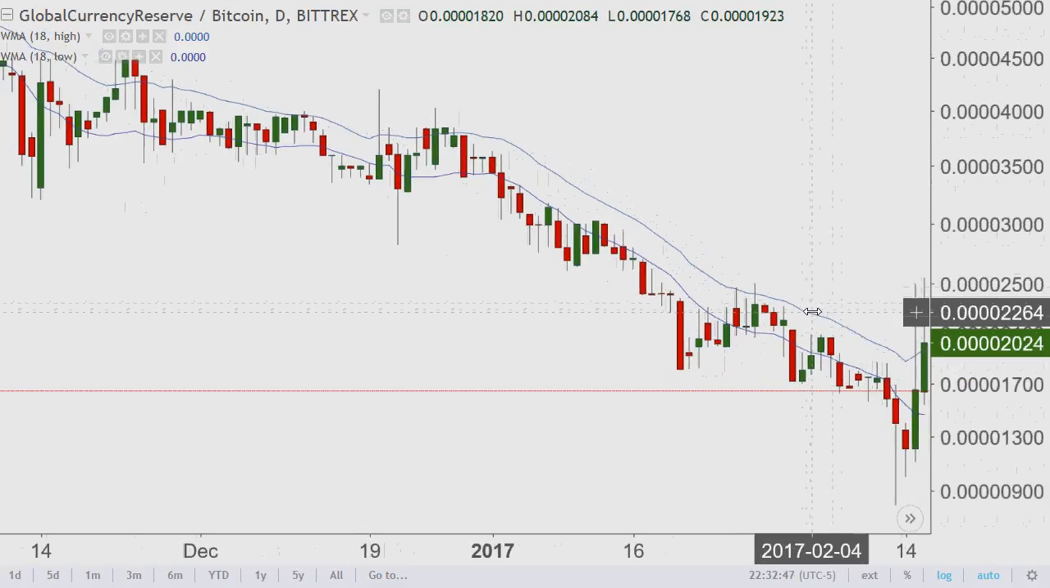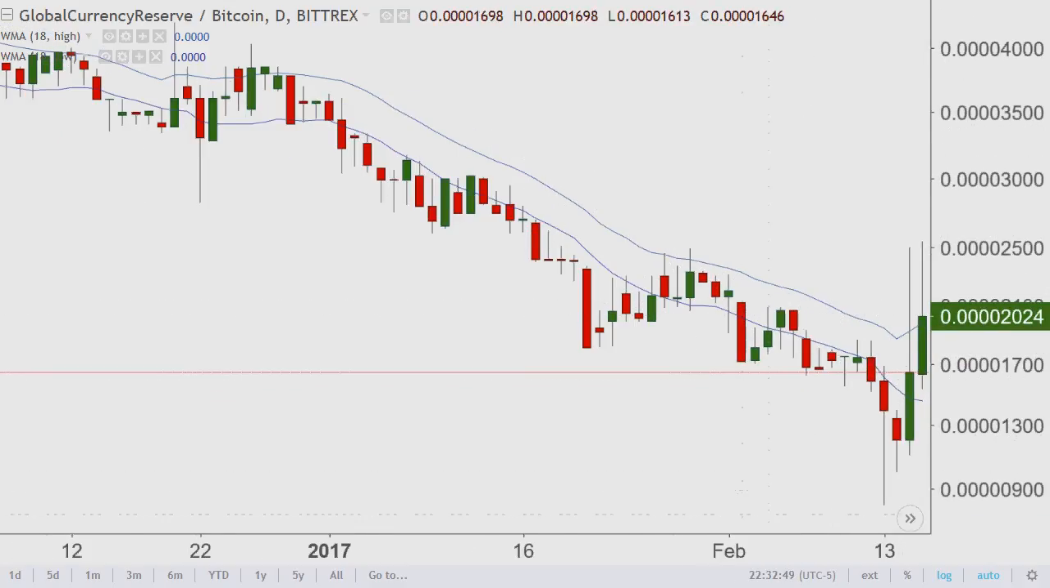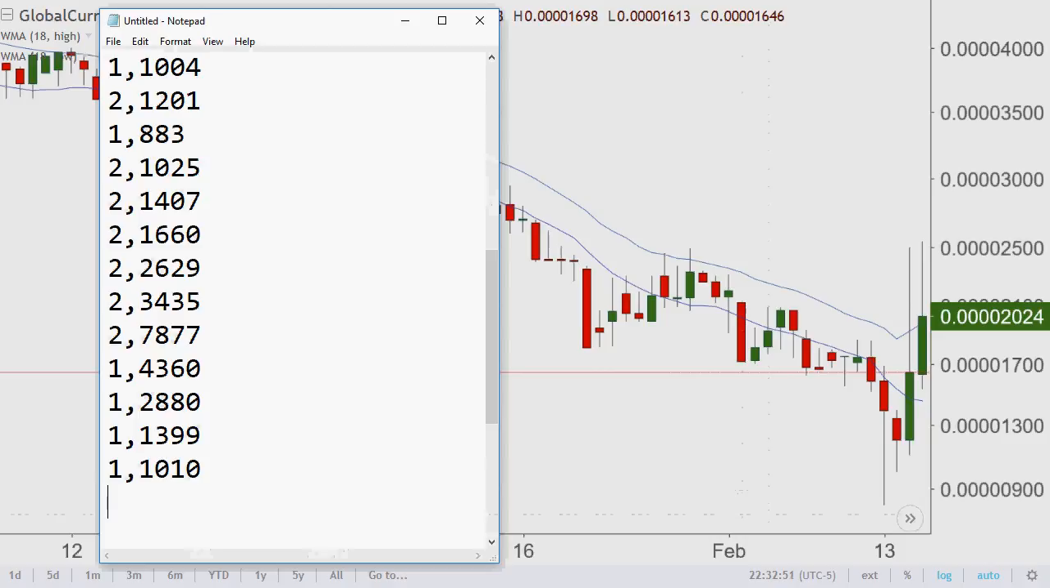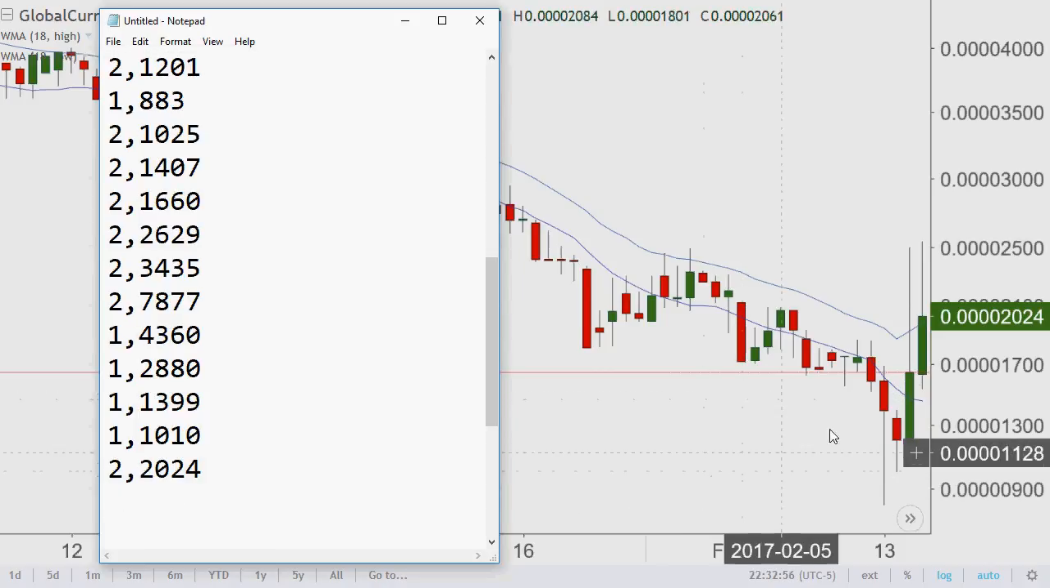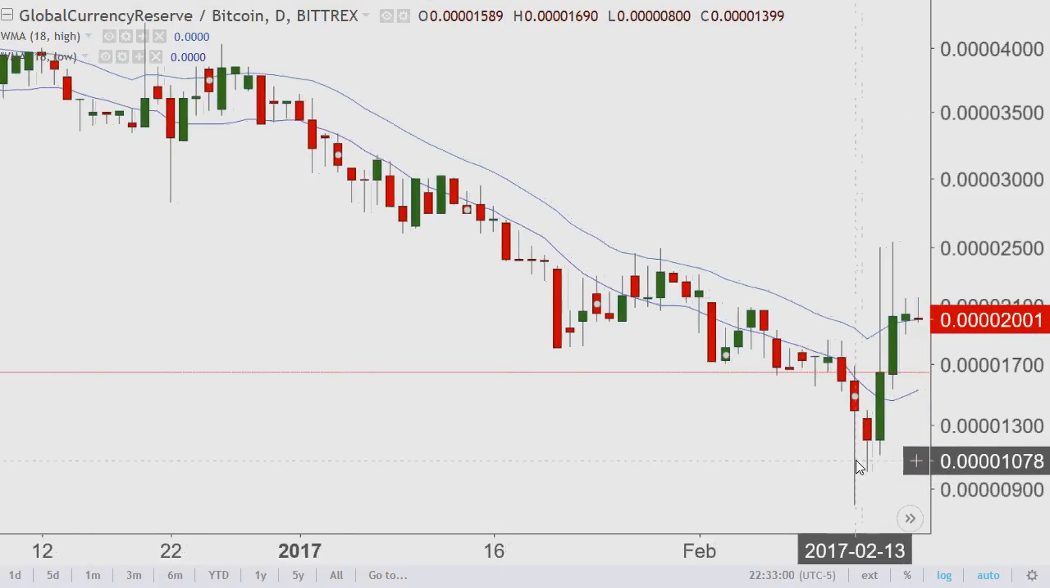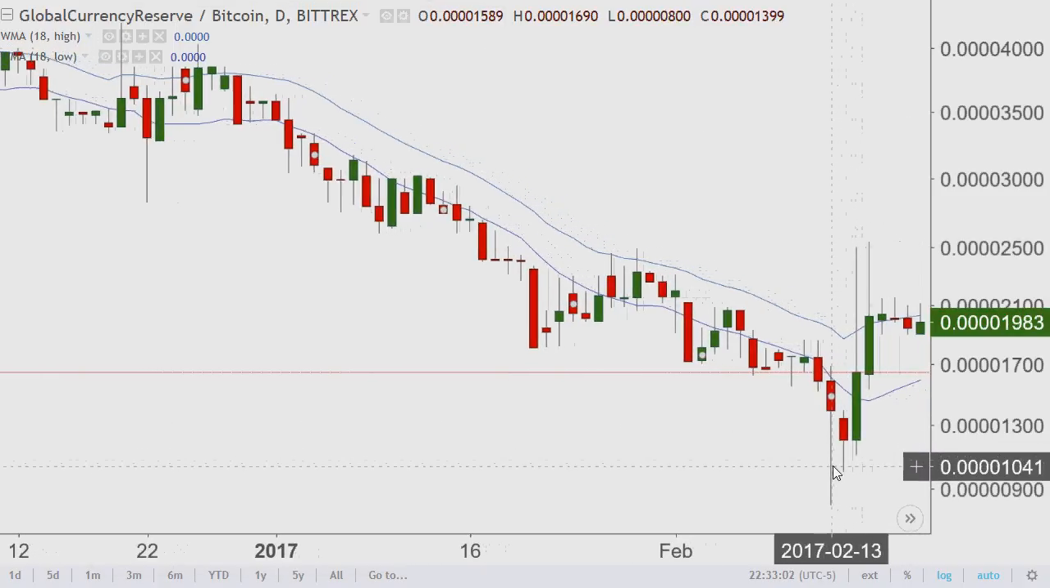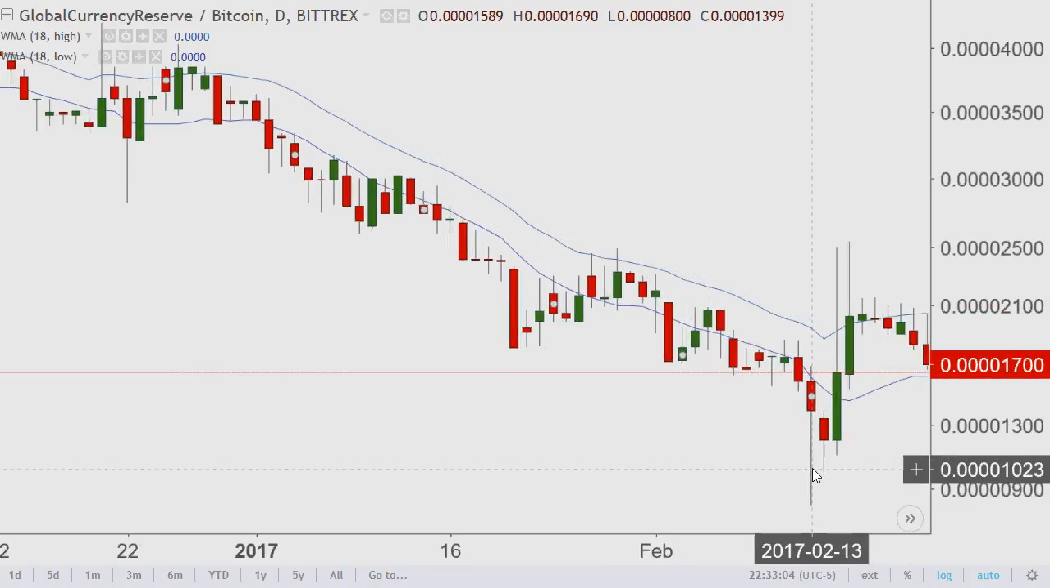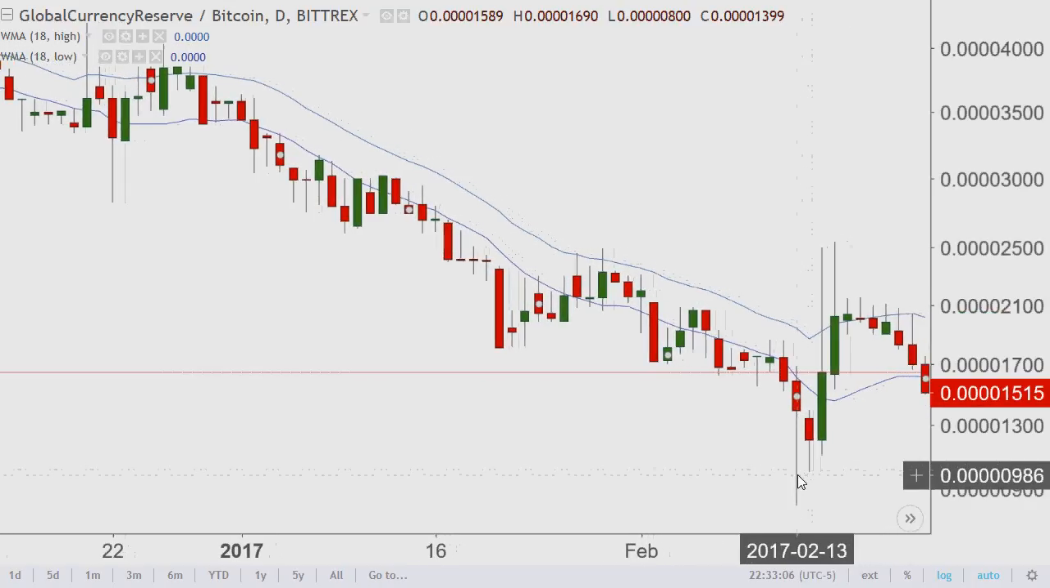Okay, so here's the situation. Two days later, you're at 2024. Okay, sell. And these are the things you're looking for when you have these amazing crashes, and even amazing rallies, because you know they're going to have the sharp opposite moves that transpire after.